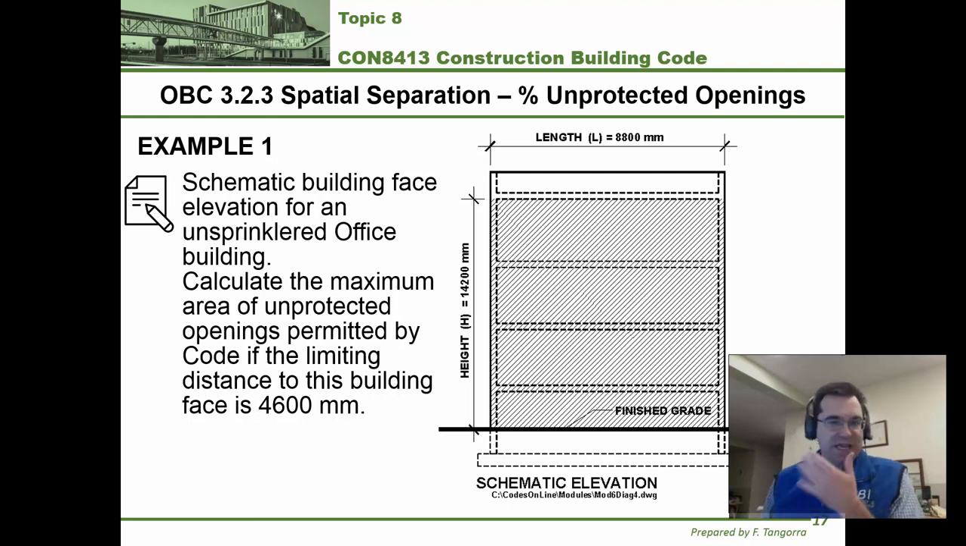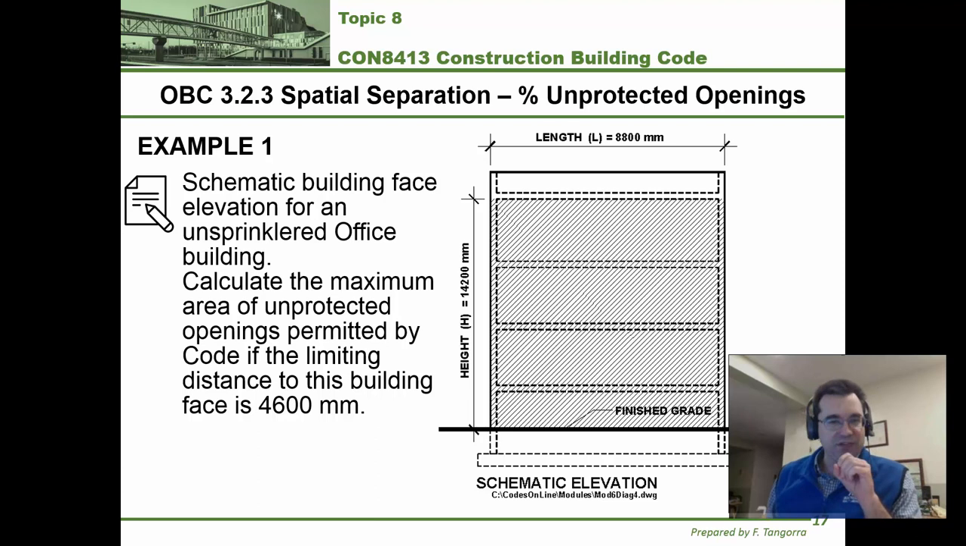Okay, let's look at example one. Let's see, what do we have? It looks like something like a multi-story building. I see a height that's measured from ground level to the highest ceiling of 14.2 meters, or as it's shown here in millimeters, 14,200. There is a length of 8.8 meters, or 8,800 millimeters. And you're being asked to figure out the maximum area of unprotected openings that the code permits for this part 3 building if the limiting distance to this building is 4,600 millimeters or 4.6 meters.